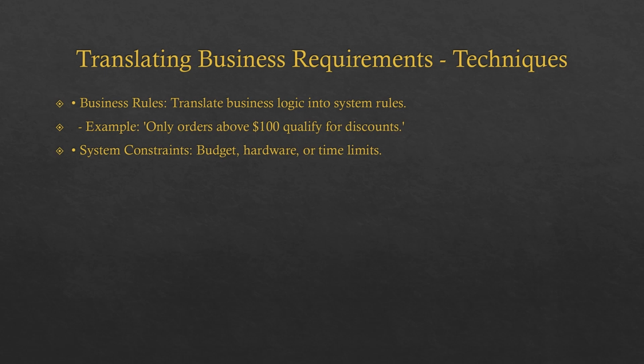Business rules such as defining pricing discounts or eligibility criteria must be translated into system logic. Similarly, constraints like budget or time limits need to be incorporated into the design to ensure feasibility.